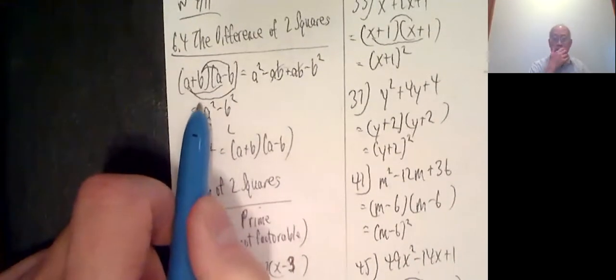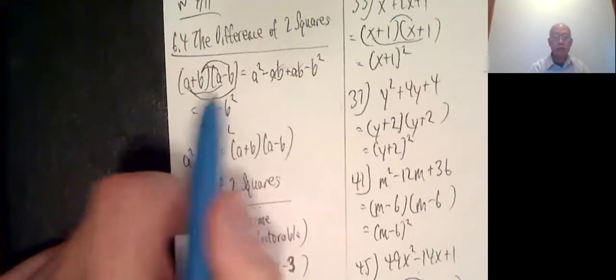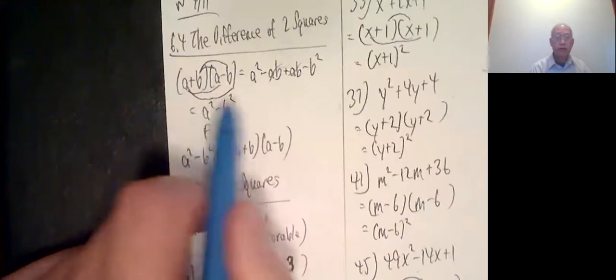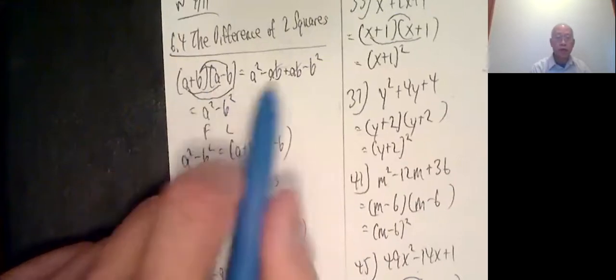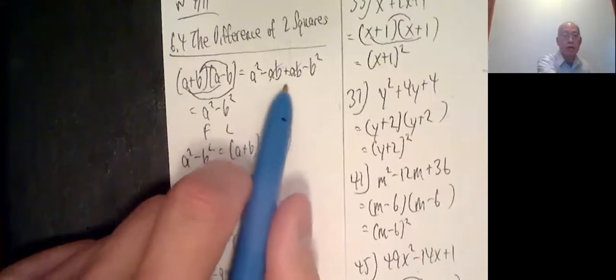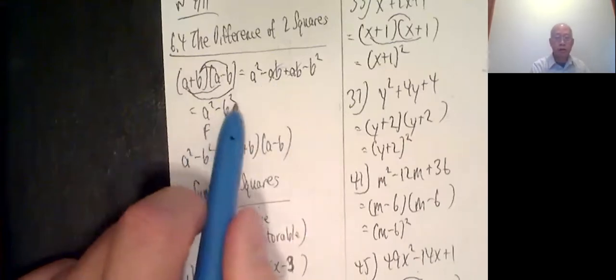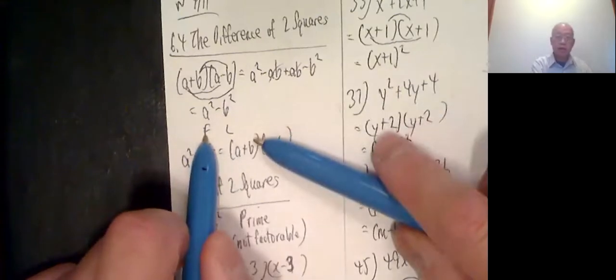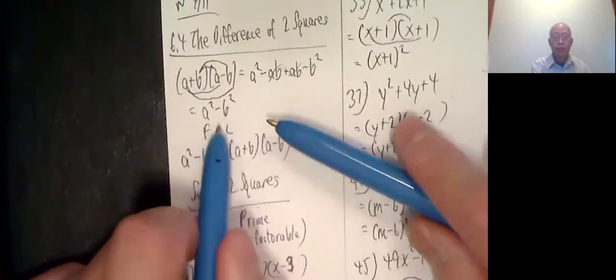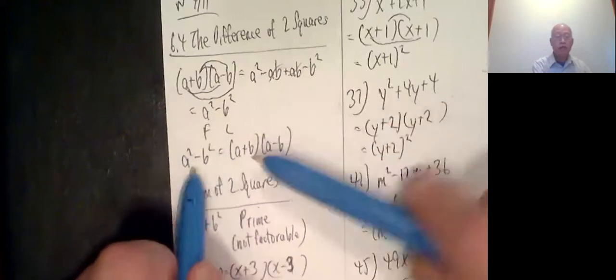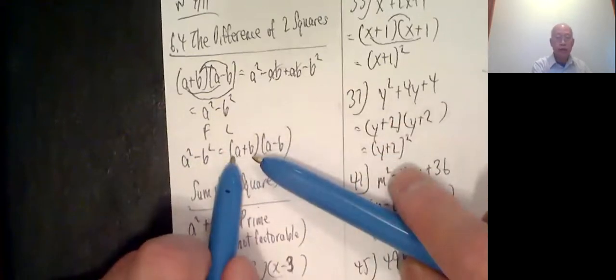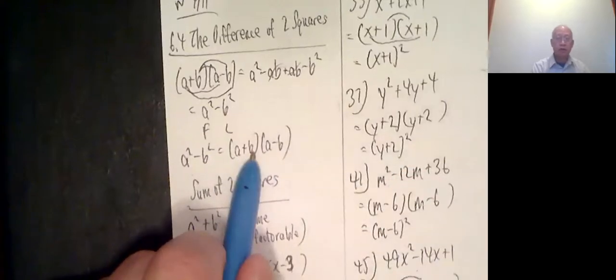Okay, you might recall we multiply out a plus b, a minus b. One's a plus and one's a minus. If you FOIL that out, it's a squared minus ab plus ab minus b squared. The middle terms cancel out. So it's a squared minus b squared. So it's just first and last. What happened to outer and inner? They cancel out. Okay, so now we're going backwards. We start off with a squared minus b squared. Factor it back into a plus b, a minus b.